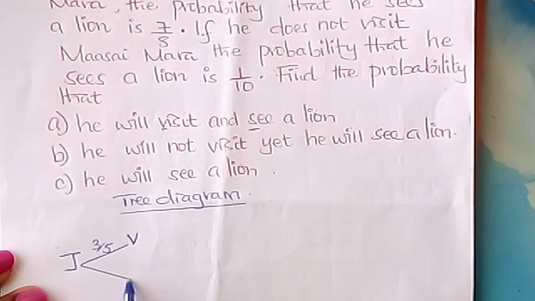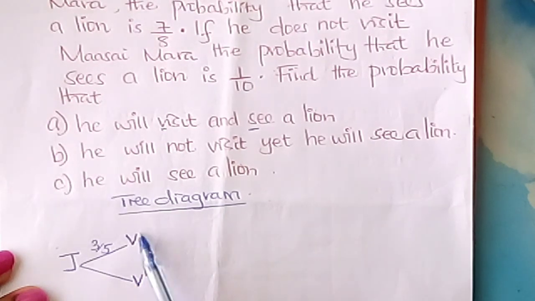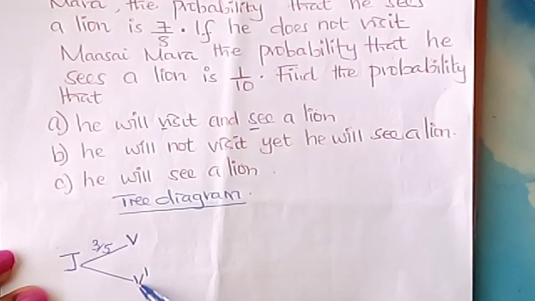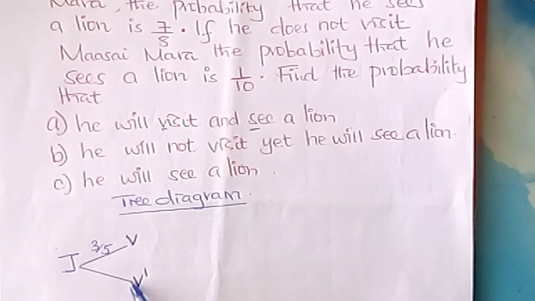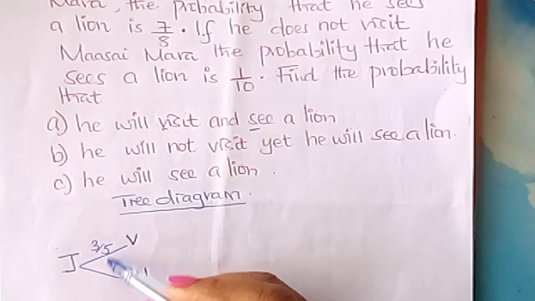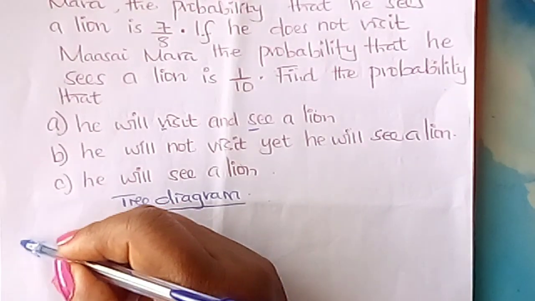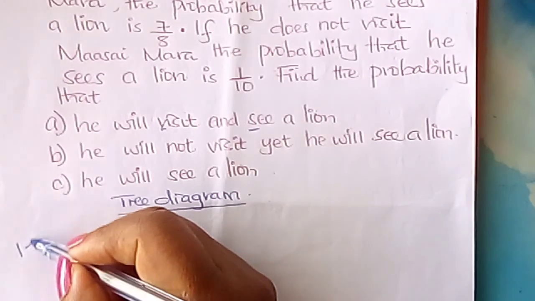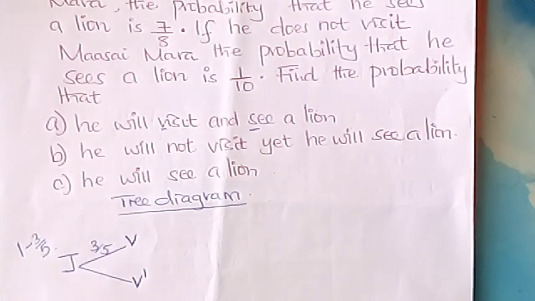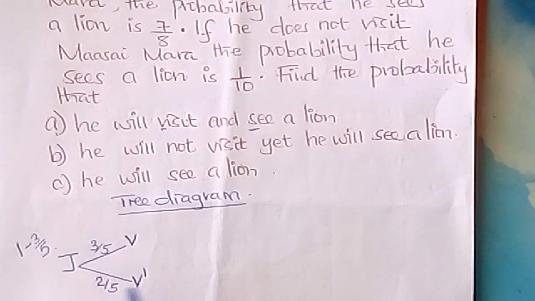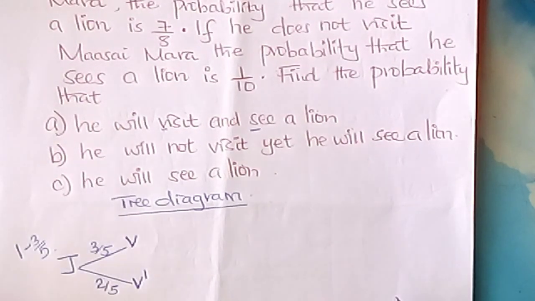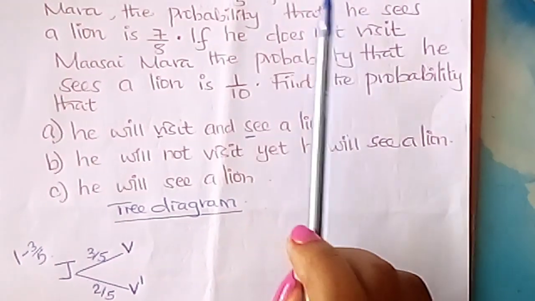So what is the probability that he does not visit? We fix here V with a prime. So let V stand for visiting Masai Mara, and V with a prime stand for not visiting. If the probability of visiting is 3/5, what is the probability of not visiting Masai Mara? The two probabilities should add up to 1, and therefore you talk of 1 minus 3/5, which gives you 2/5. And so that is the probability of not visiting Masai Mara. We are through with visiting and not visiting. We move on with our question, learner.